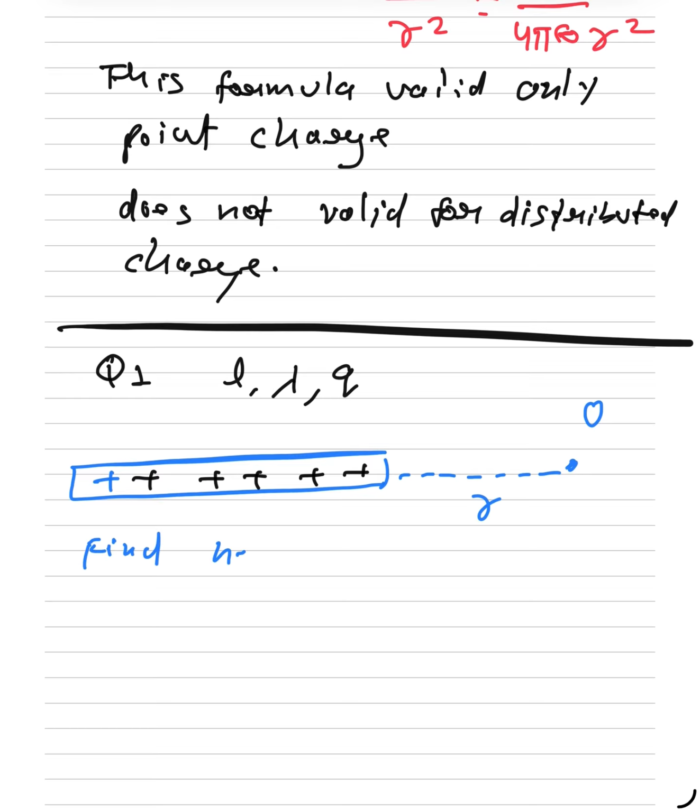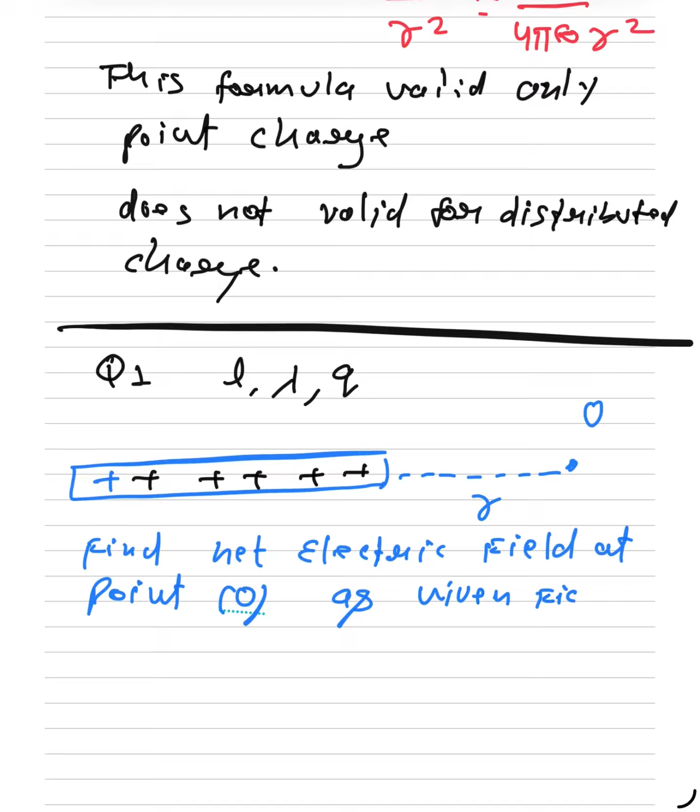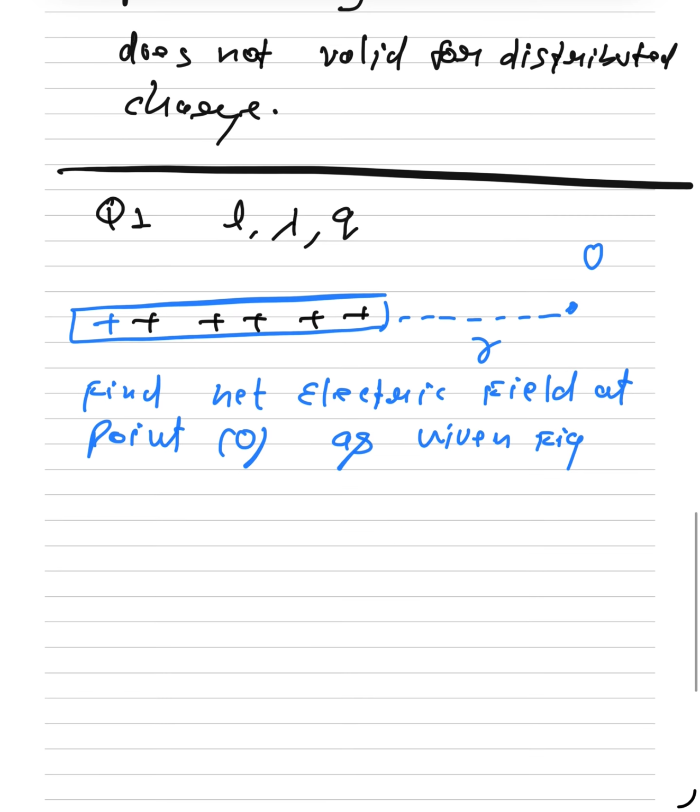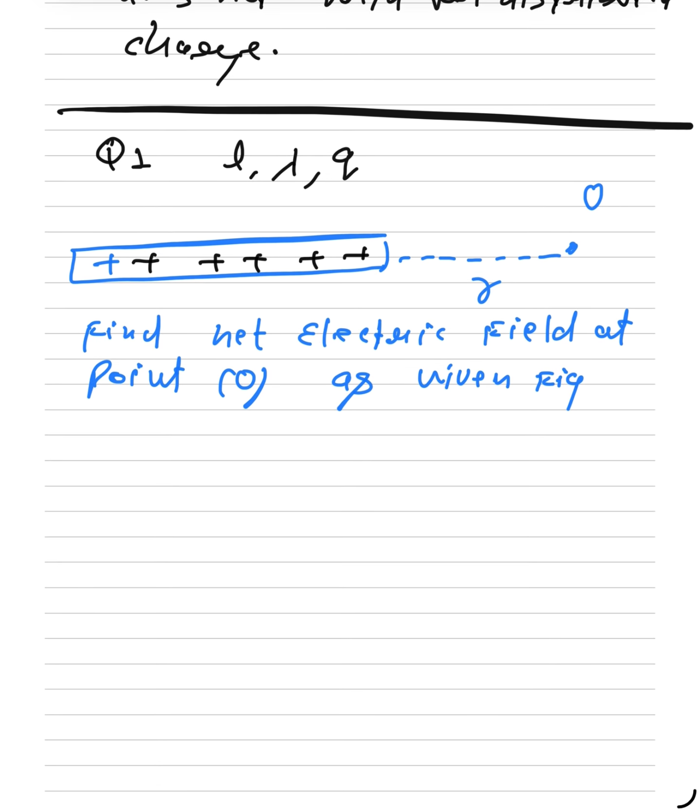Find the net electric field at point O as given in the figure. A very simple solution for this numerical problem, given for the JEE exam, and we solve this problem step by step. Initially we cut a small strip.